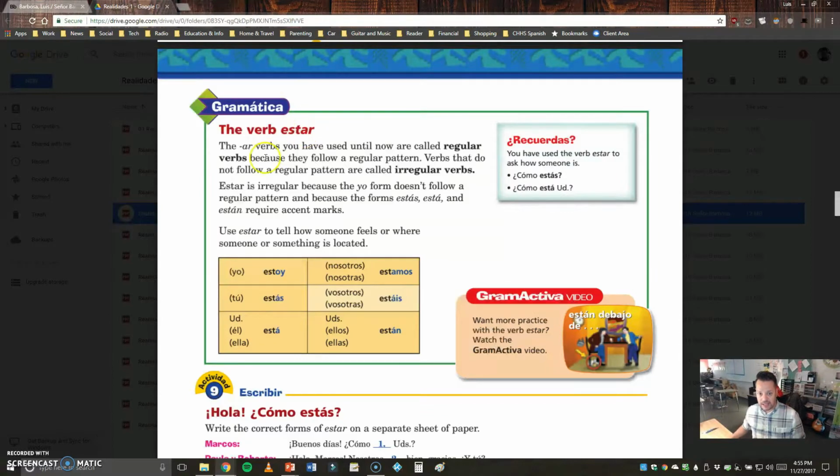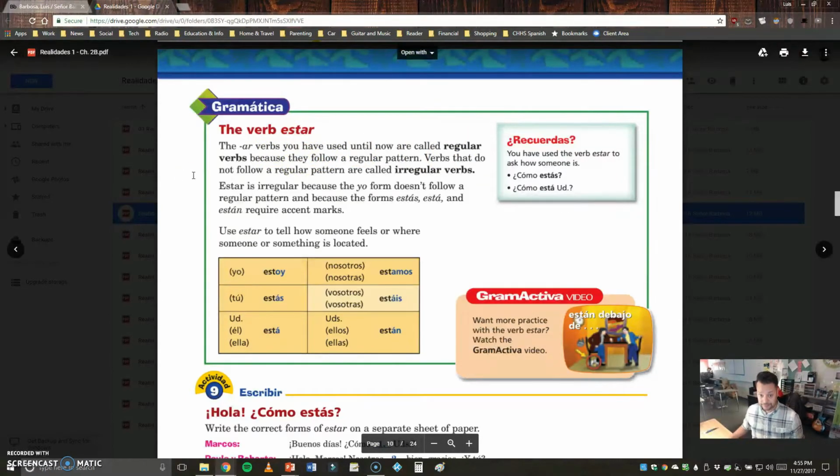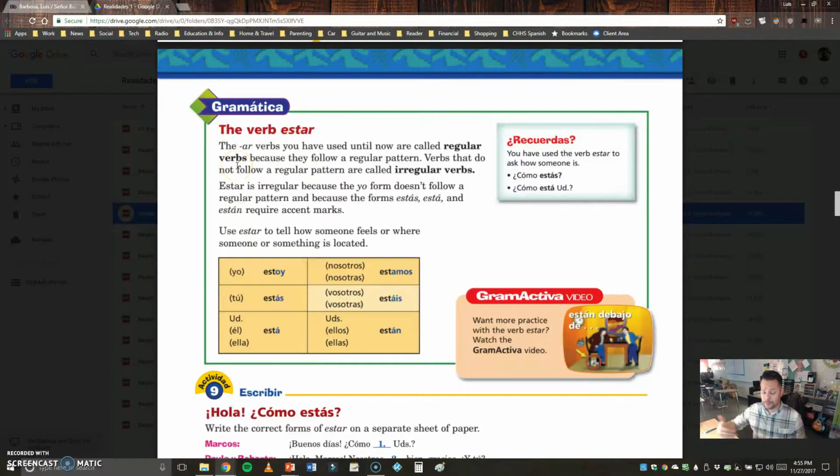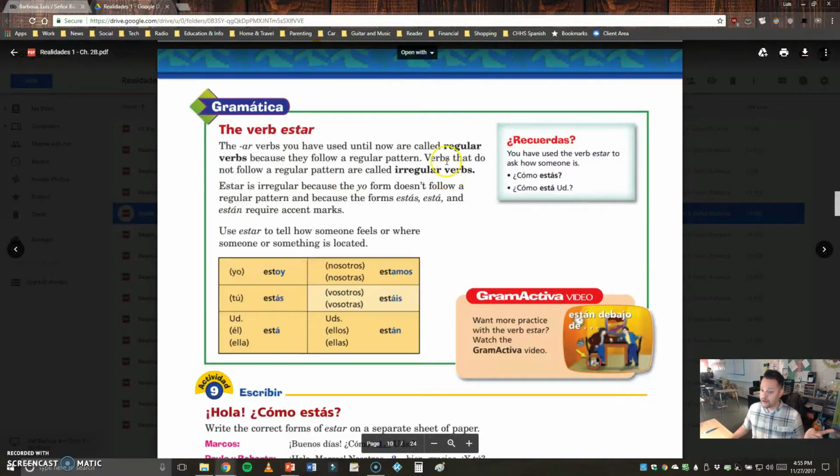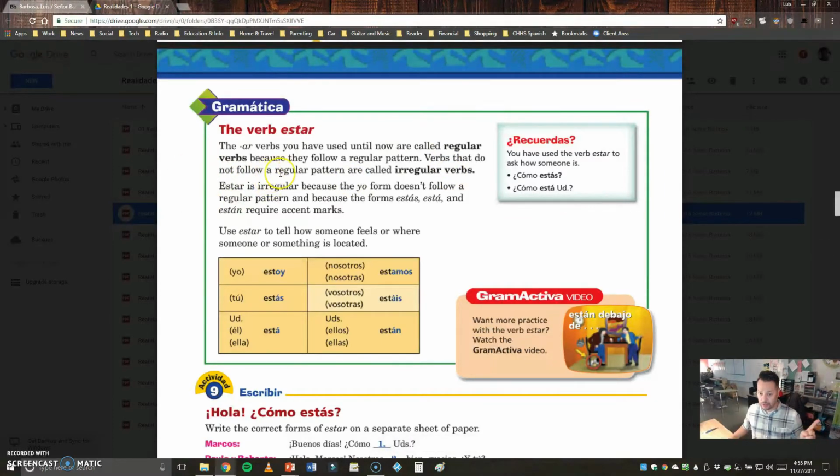It says in the book, the AR verbs you have used until now are called regular verbs, because it's a pretty straightforward process. They have a formula, you stick to it, case closed, right? Well, there are verbs in Spanish that do not follow a regular pattern, and those are called irregular verbs, and that's exactly what the verb estar is.